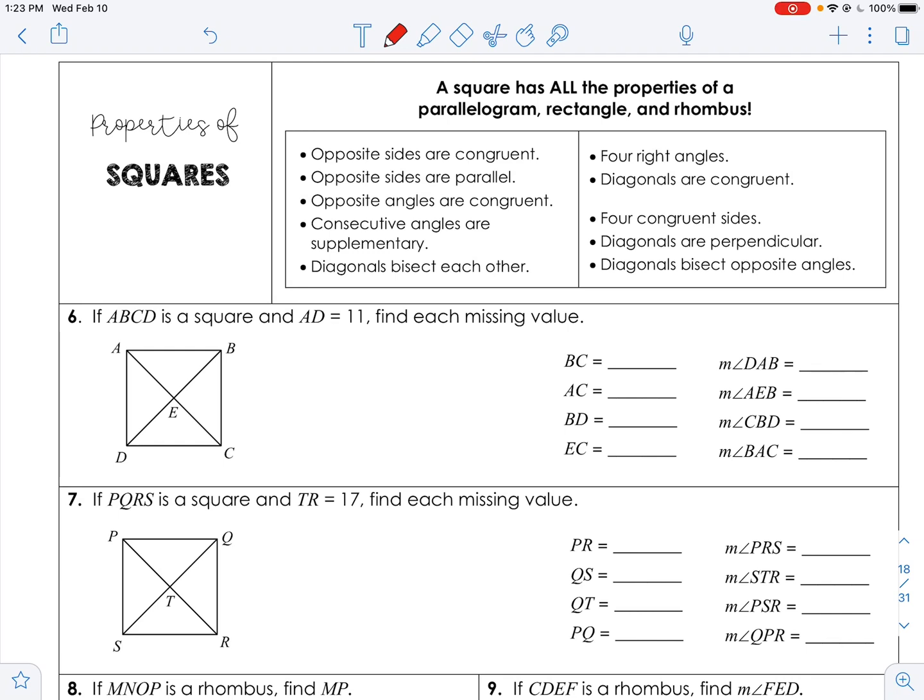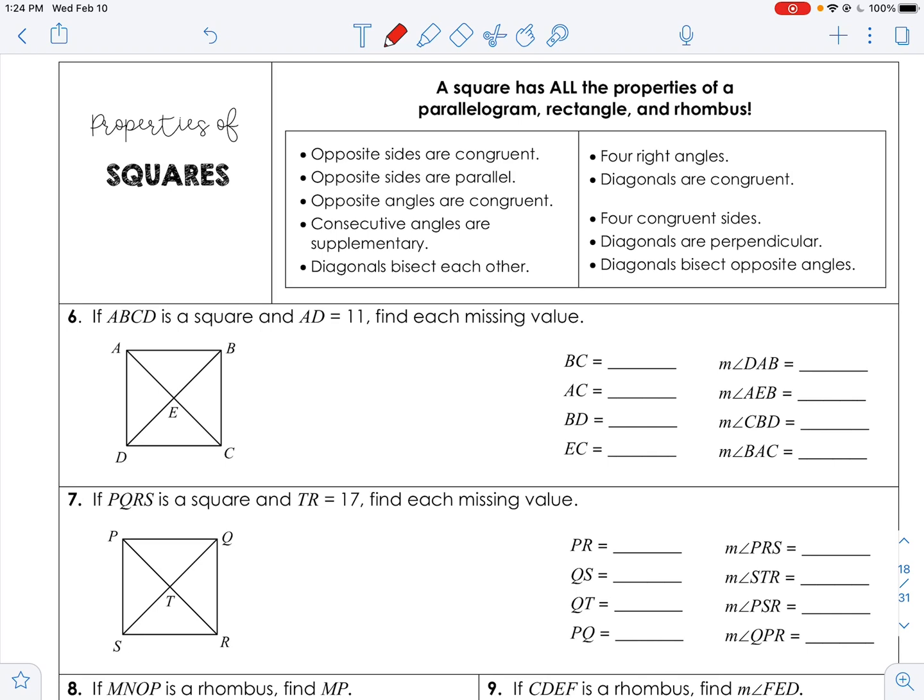All the opposite sides are congruent. All the opposite sides are parallel. All the opposite angles are congruent. Consecutive angles are supplementary. The diagonals bisect each other. It has 4 right angles in the corners. The diagonals are congruent. 4 congruent sides. The diagonals are perpendicular. The diagonals bisect opposite angles. All of that stuff is true of squares. So memorize the lists, and let's put it to work.